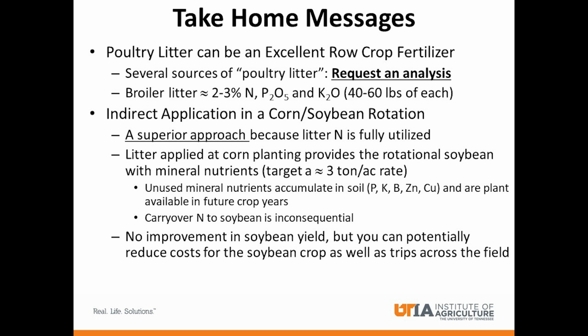I think the indirect application for soybeans in a corn and soybean rotation is superior because the litter nitrogen is utilized. Right? We know we need that nitrogen. We have to put it out so you get the value of the nitrogen. I think it's a superior approach. The litter applied at corn planting provides the rotational soybeans with mineral nutrients. I showed you the data on the trifoliate leaves. And by the way, I didn't show you any of the seed concentration data. It's the same thing, tells the same story.